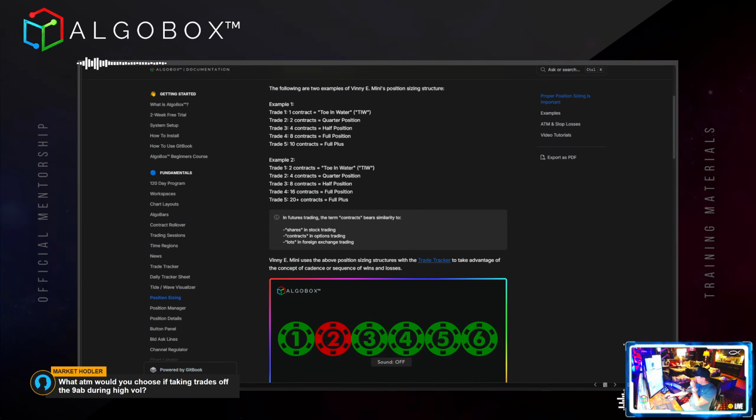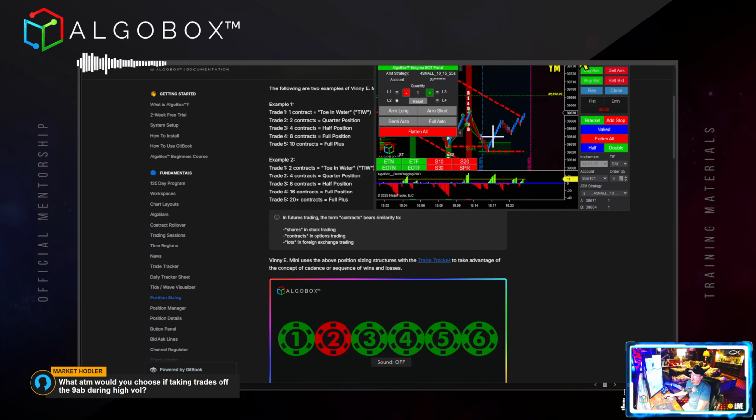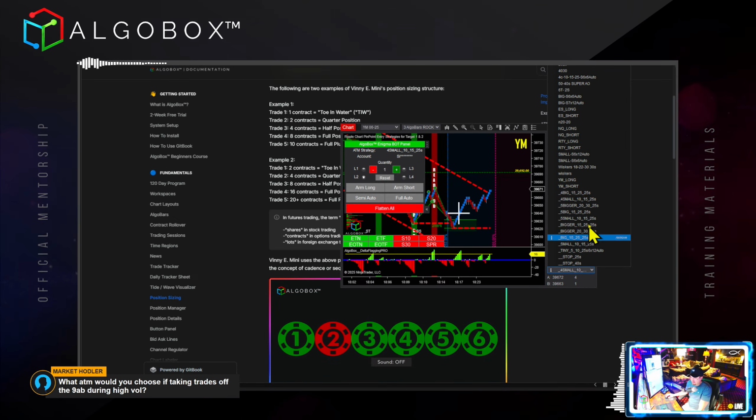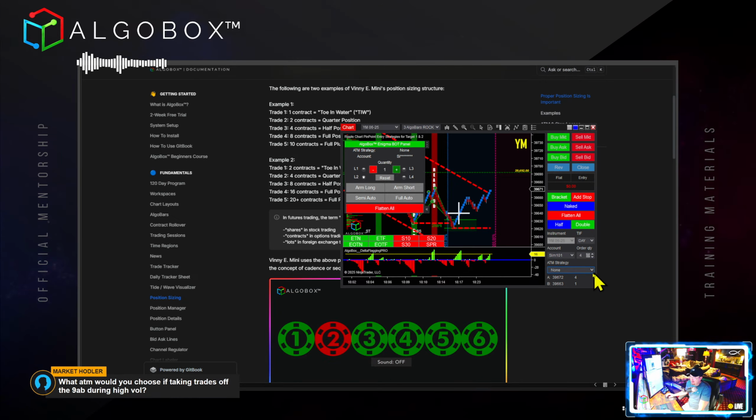How did I miss these funny ones? What ATM do you choose if taking trades off of the 9 AB during high volatility? I would not have an ATM on. I would play naked entries, and if the market was going whippy, I would press the add stop button here. I do this not all the time, but quite often. You'll see this ATM set to none, and then I will use my add stop button.